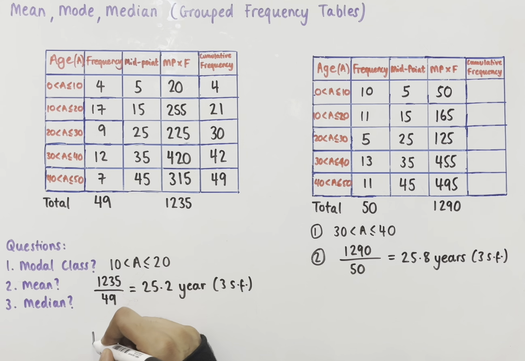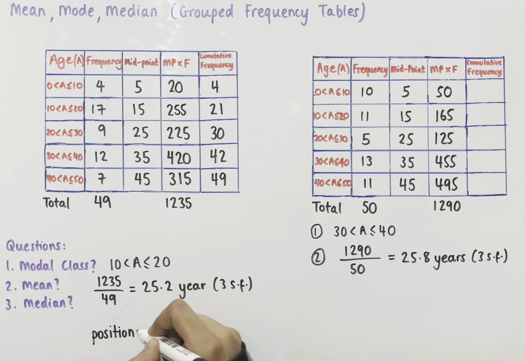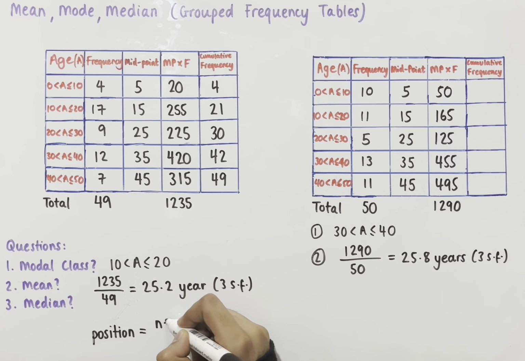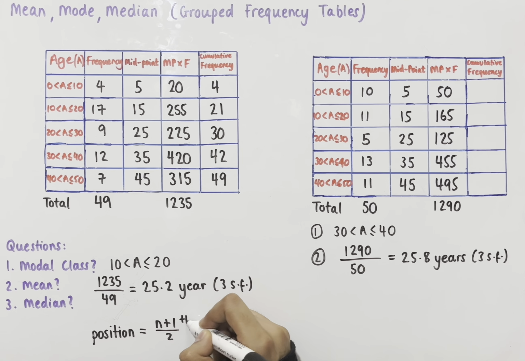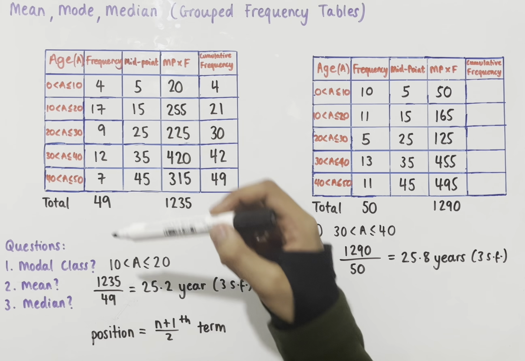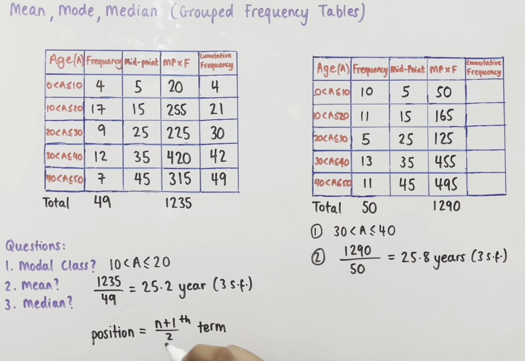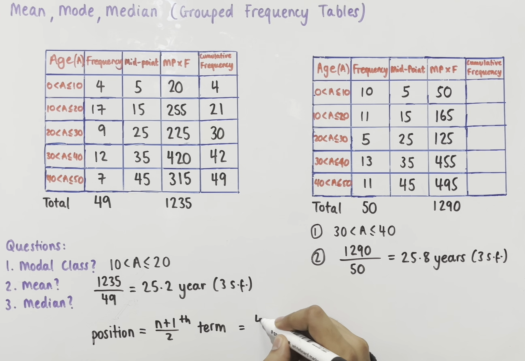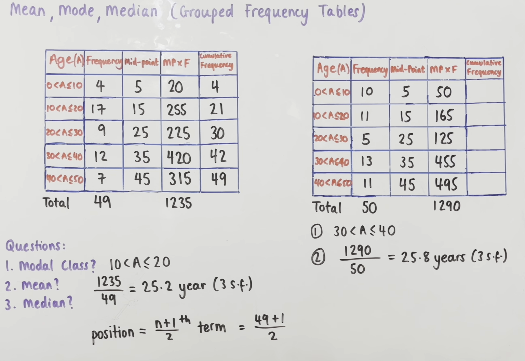So we have that the position of the median is equal to the term that is given by (n + 1) / 2, where n is the total number of values that we have. In this case, the total frequency, which is 49. And so we would do (49 + 1) / 2. 49 plus 1 is 50. 50 divided by 2 is equal to 25. So the 25th term represents the median.